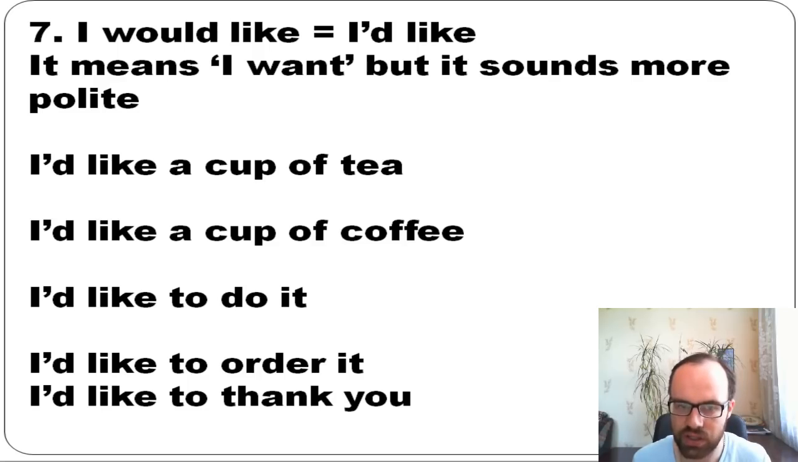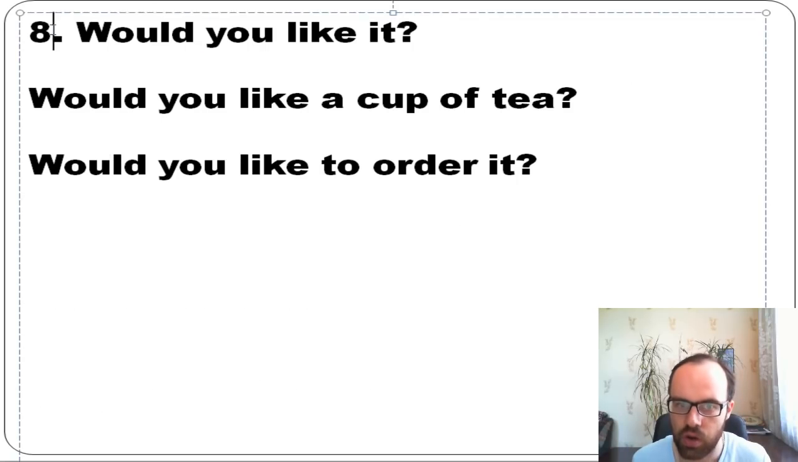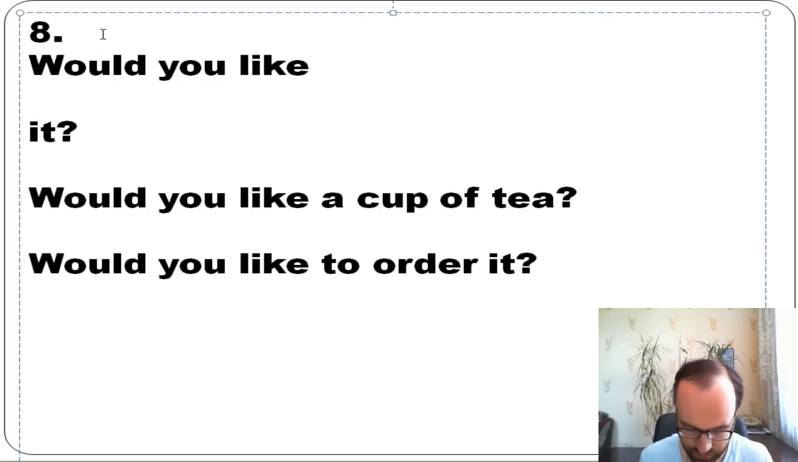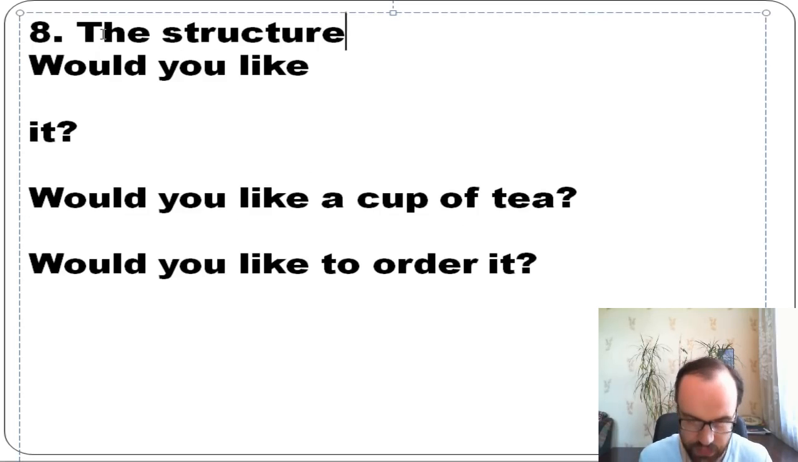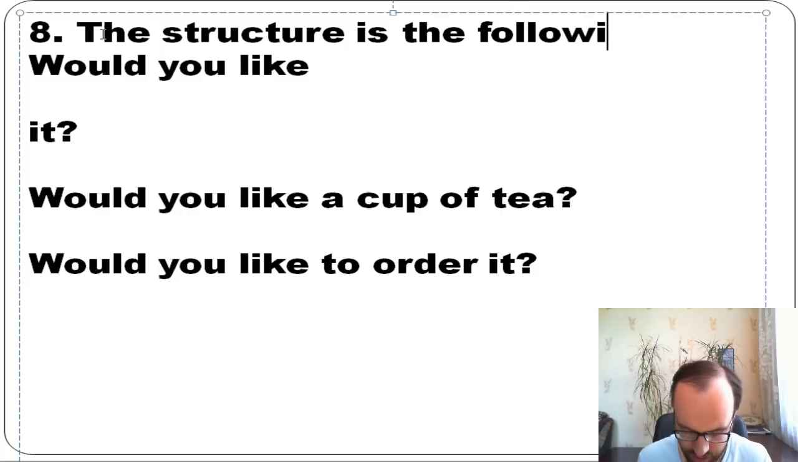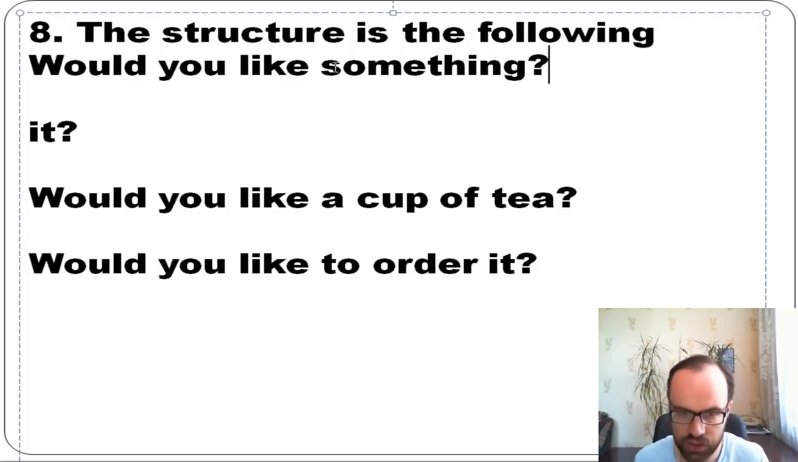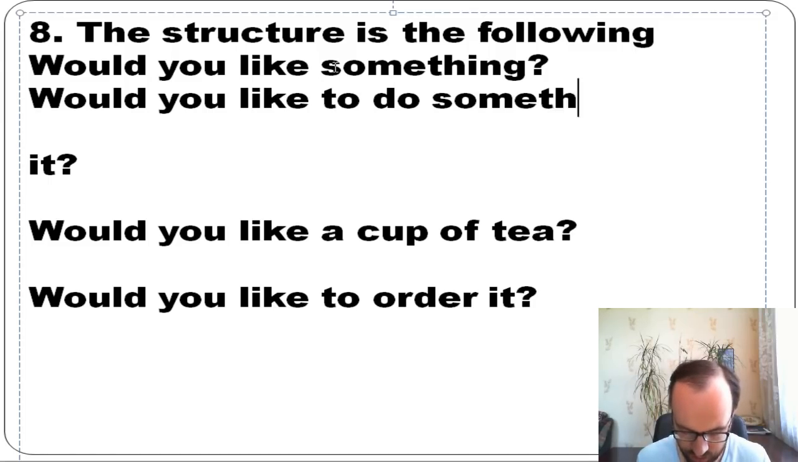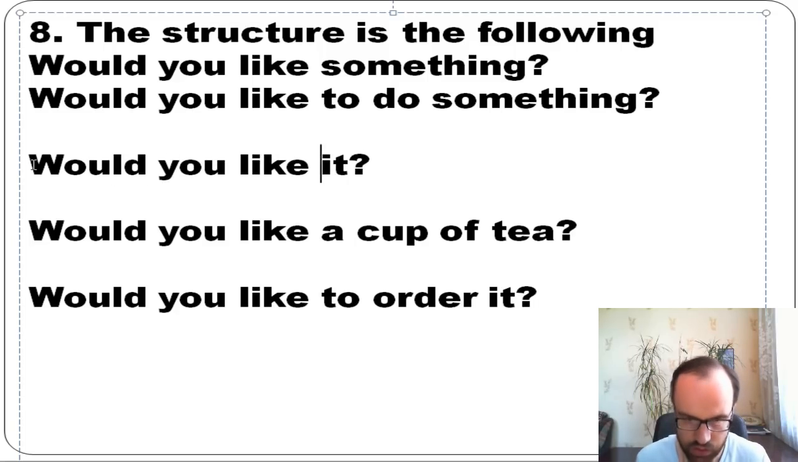So we can use it in questions and we ask, would you like something? So the structure is the following. We have it in questions: would you like something? Or if there is a verb, you ask, would you like to do something? Okay? For example, would you like it?